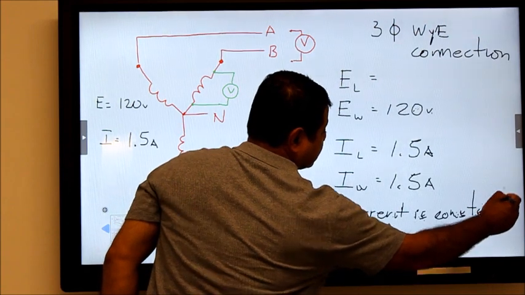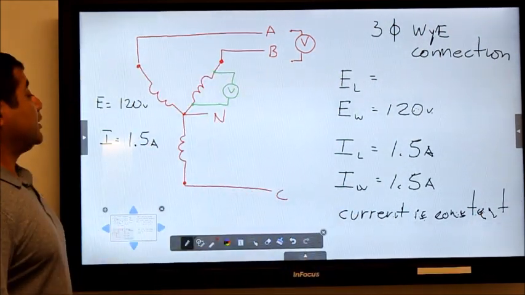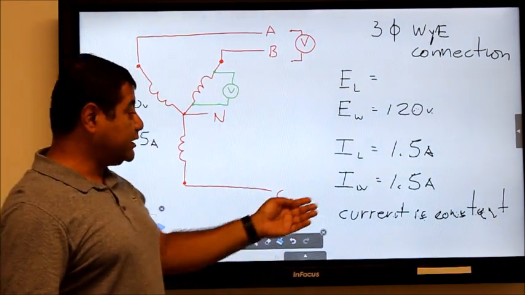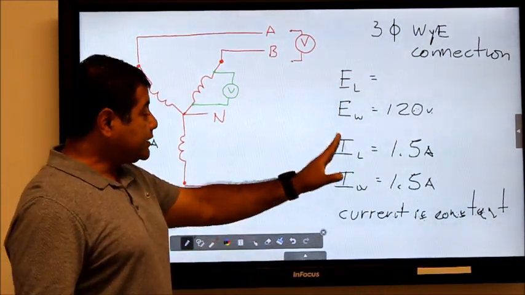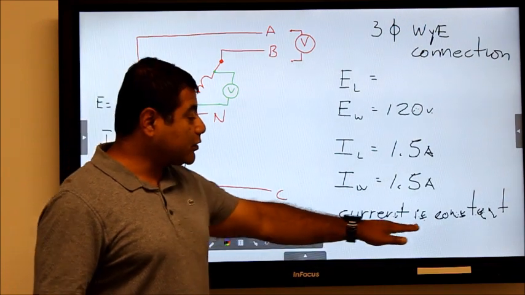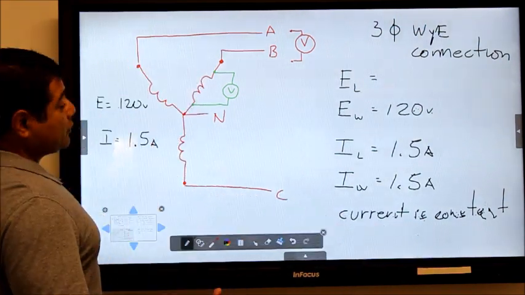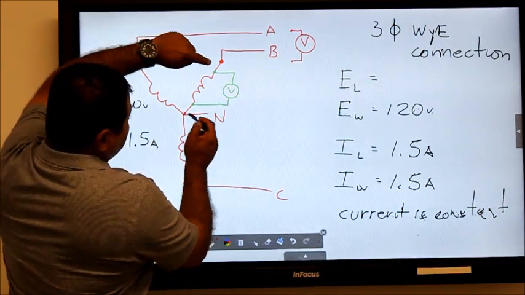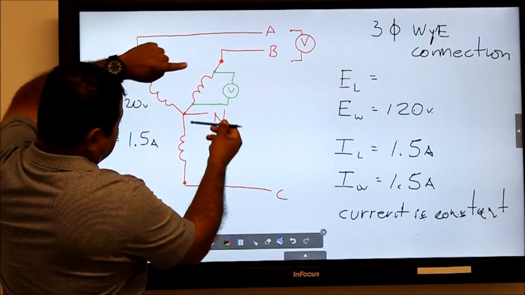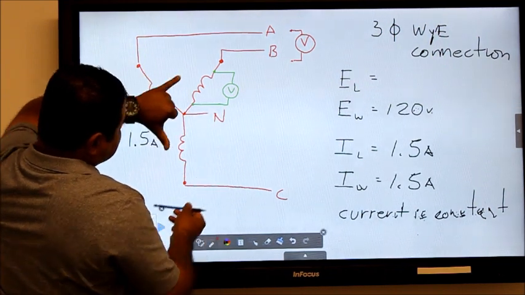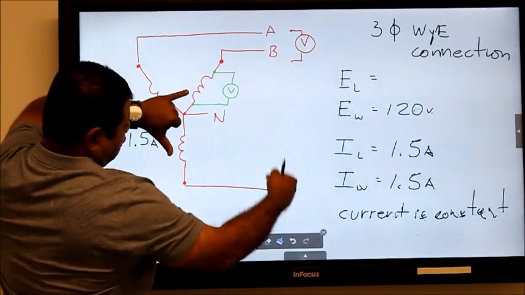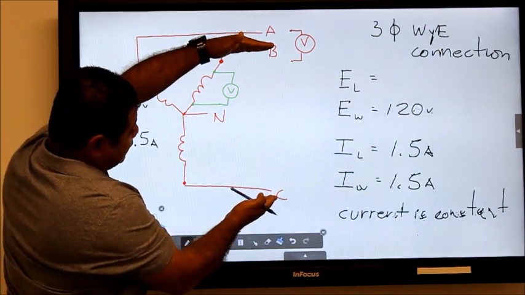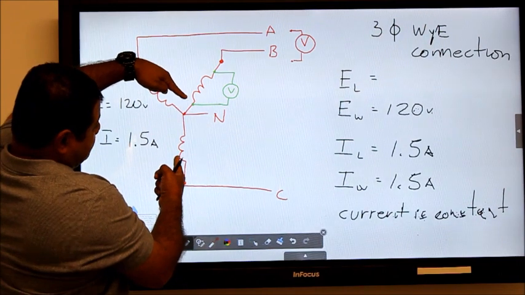I need to get a better pencil. So, in a 3-phase Y connection, what you need to keep track of is that the current of the line is the same as the current in the winding. That means the current is constant. Well, what happens to the voltage? Well, here's the interesting thing. If you look at the winding voltage, here's one winding and here's another winding. That means there's two windings per line connection. Do you see that? Between line B and C, there's two windings.